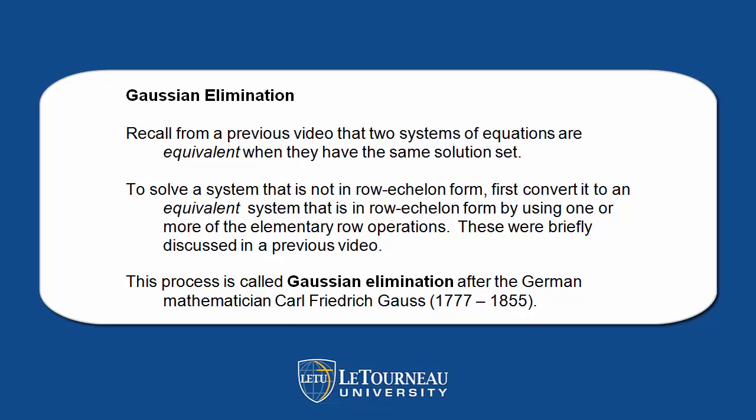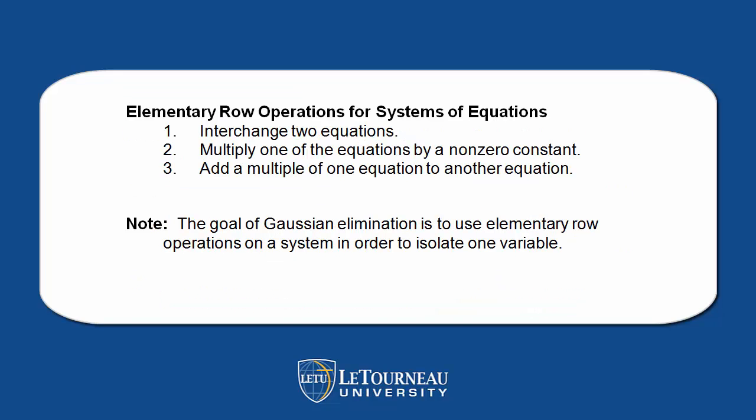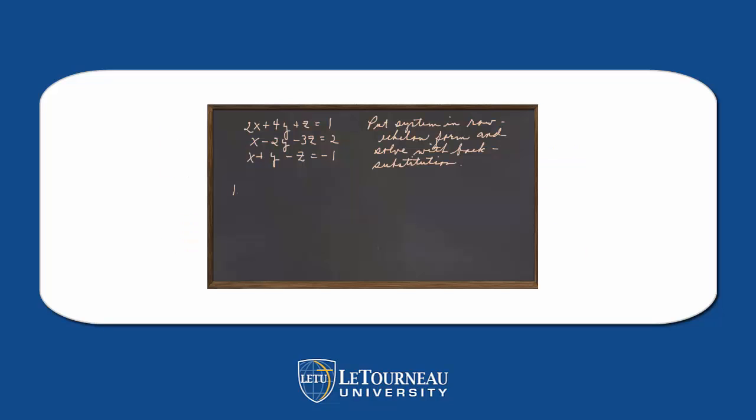Gaussian elimination is named after Carl Friedrich Gauss, who I'm sure you've heard of. He's very well known in mathematics. All right, remember there are 3 row operations that we can do. We can interchange 2 equations. We can multiply one of the equations by a non-zero constant, and we can add a multiple of one equation to another. The goal is to use elementary row operations on a system.